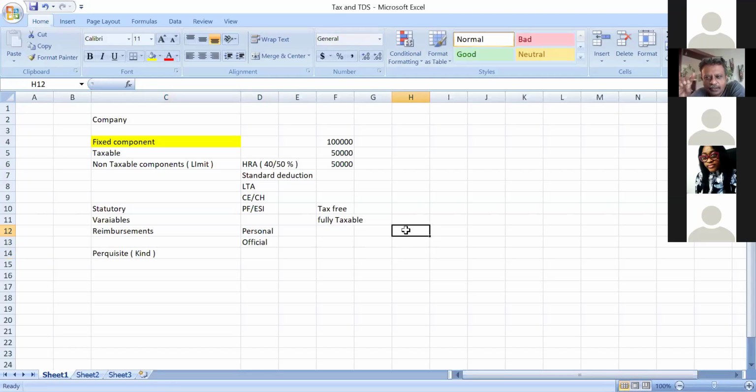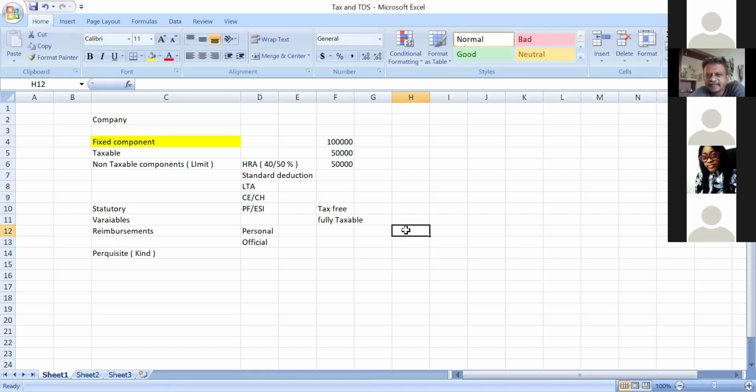Just one minute, Abhishek, I'll come to car separately. It's a perquisite. It's not considered a reimbursement. Okay, car is a physical asset you're giving to the employee on a lease or some kind of system, right? So I'll come to car.